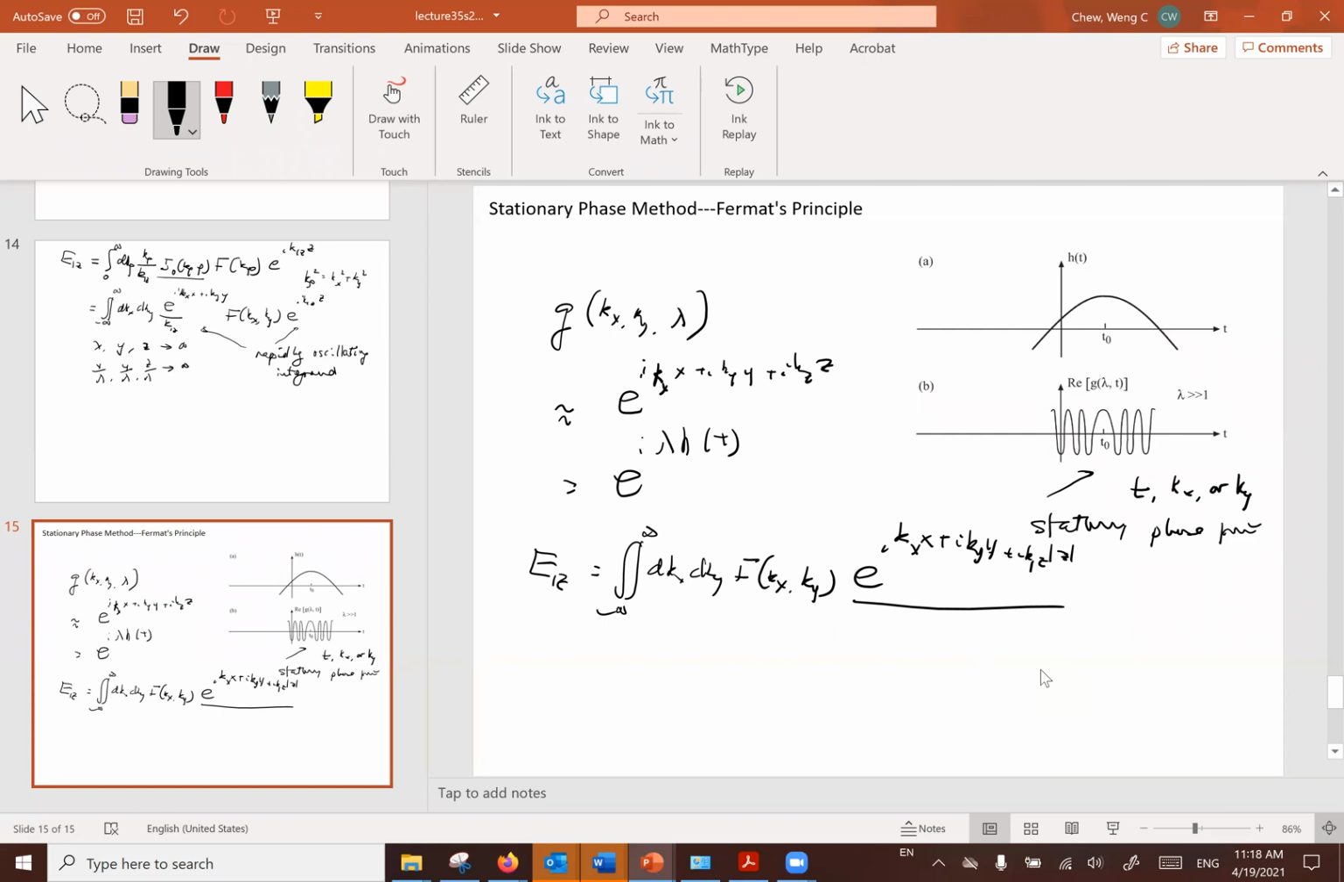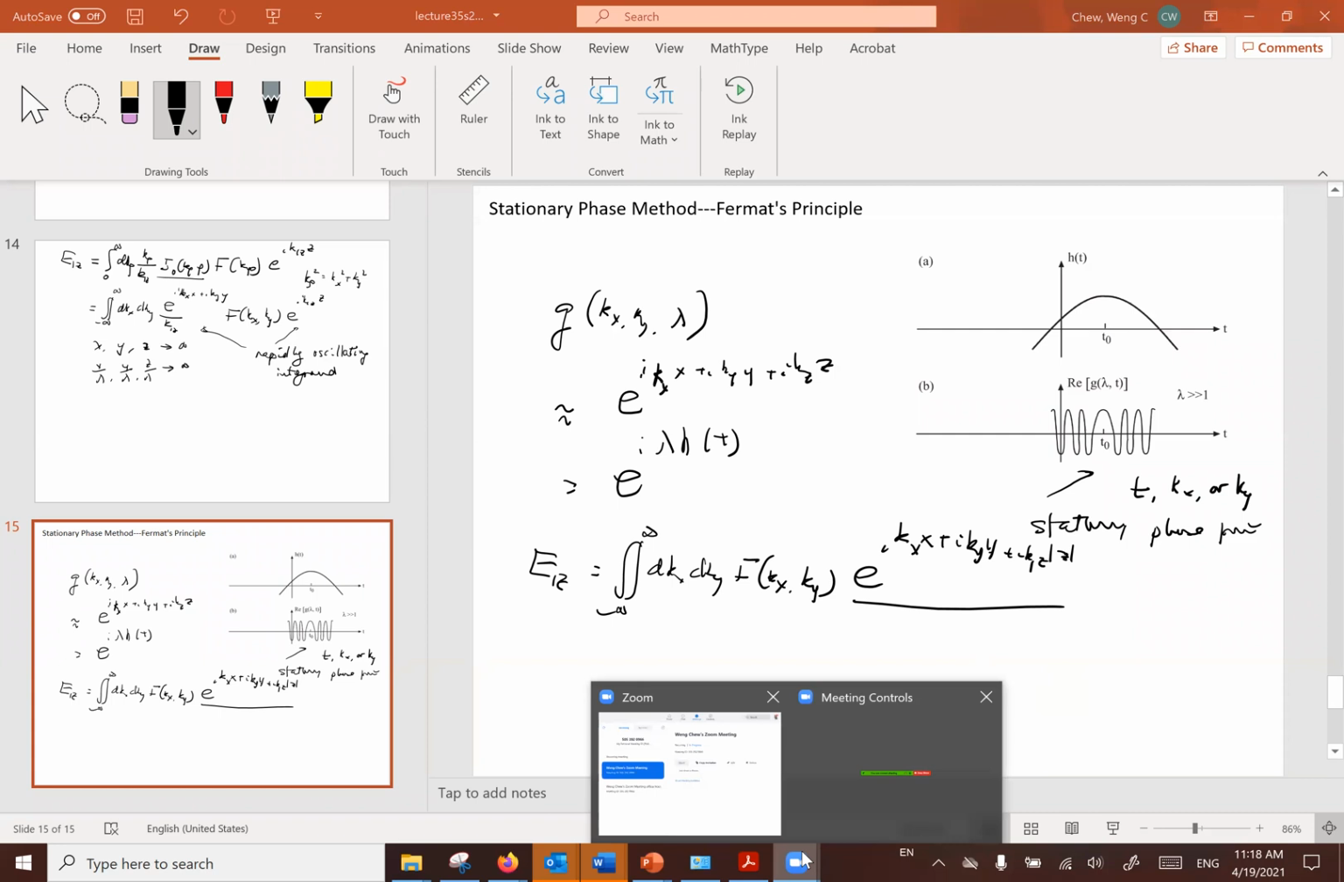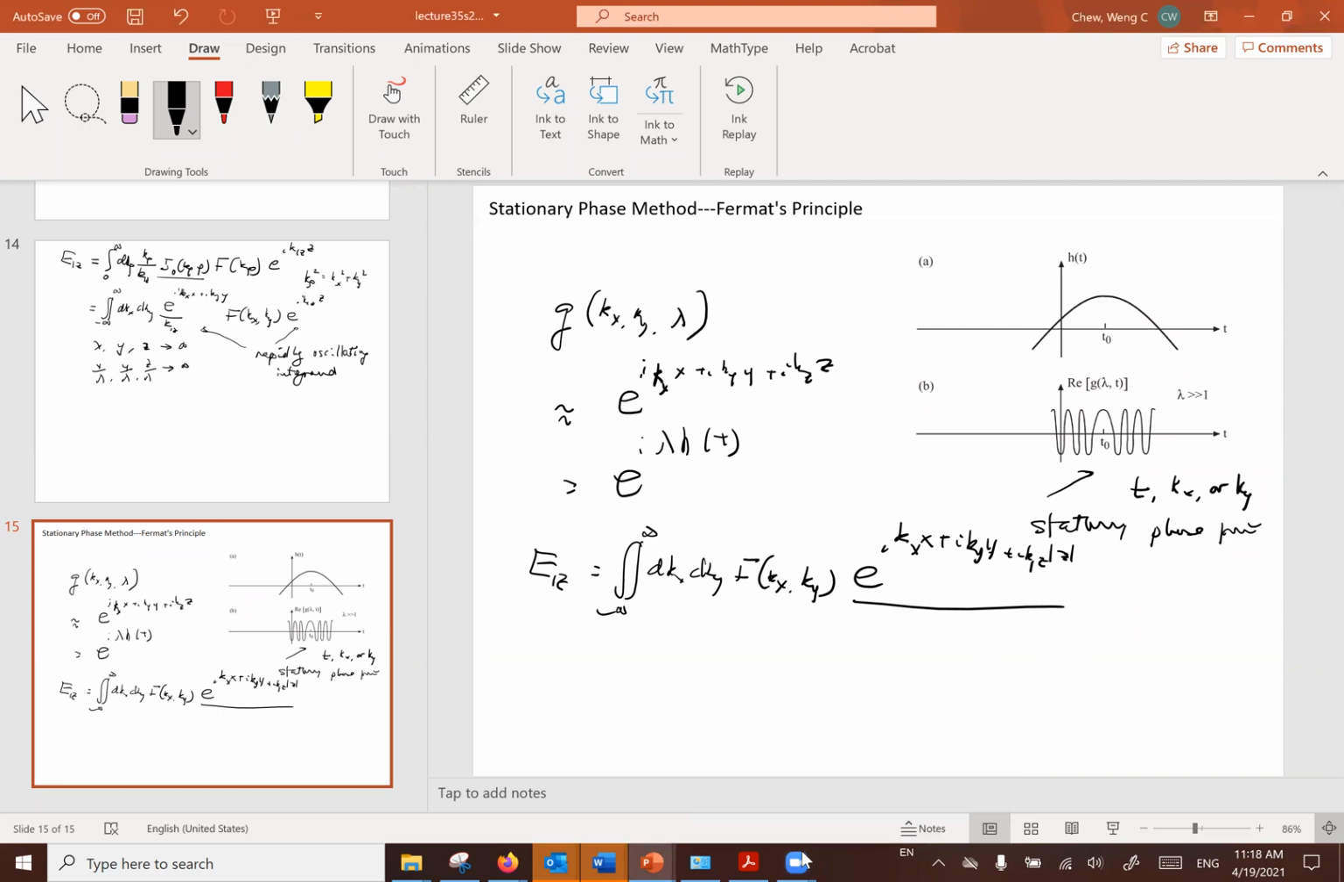The stationary phase point actually turns out to be very much related to x, y, and z. If you re-express this in terms of Cartesian coordinates, the stationary phase point is given by k1 sine theta cosine phi, and then ky is given by k1 sine theta sine phi, where theta and phi are related to the x, y, and z coordinates in spherical coordinates.